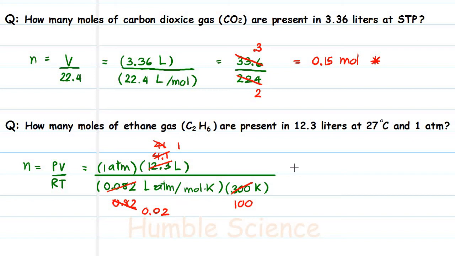And then that's going to make things much easier. So it's going to be 1 divided by 0.02 times 100. And that is going to be 1 over 2, and then that is going to be 0.5 mole, and that is the answer here.